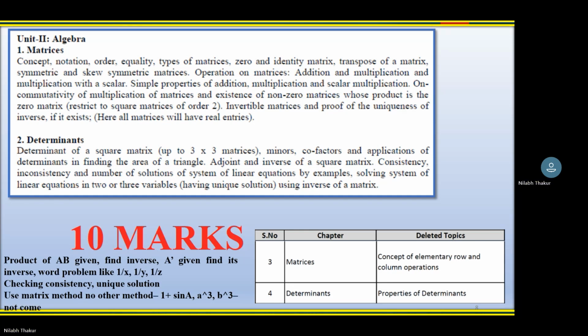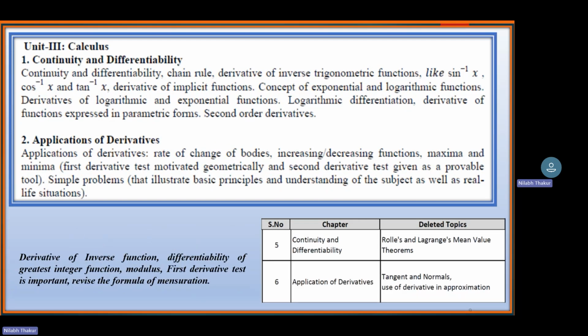Now, checking consistency and unique solutions, such type of question will not be asked. In determinants, no question like 1 plus sin A, 1 plus cos A, or A cube, B cube, such type of question will be asked, because properties of determinants have been removed for this year. I will give the detailed topic-wise analysis later on. Just note it down, and some of the debatable topics I will discuss in between.